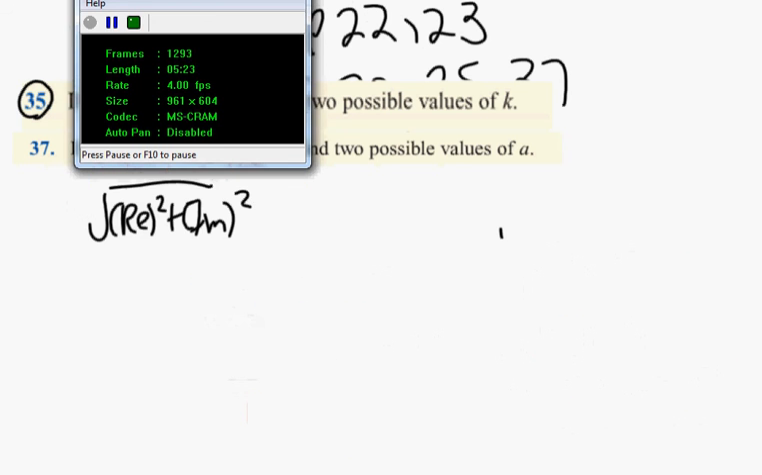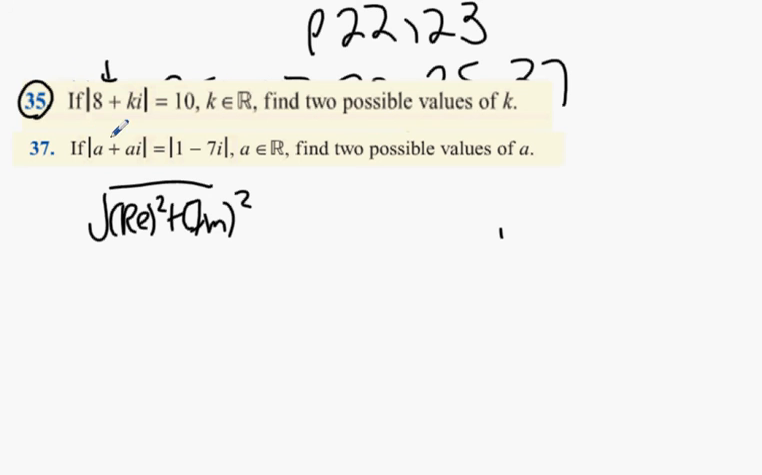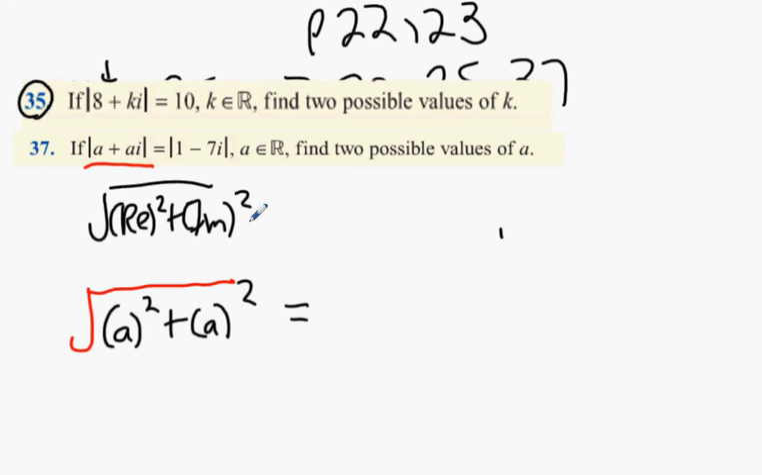The modulus of a squared plus ai equals the modulus of 1 minus 7i. Let's figure out this, okay? So what's the modulus of the one on the left, which I'm underlining in red? What would be a good way of doing that one? What do I put in the brackets? And the other one? A. Now, what do I do to the other one?